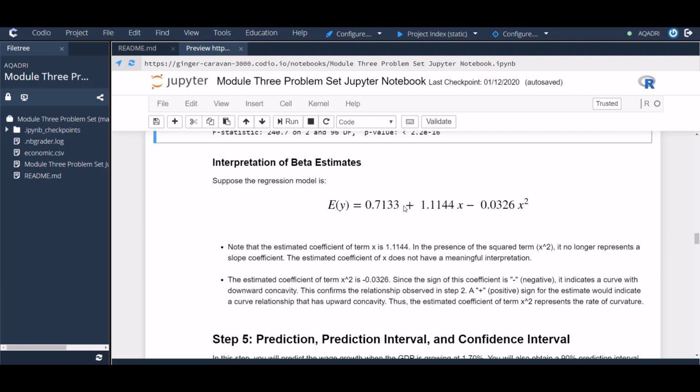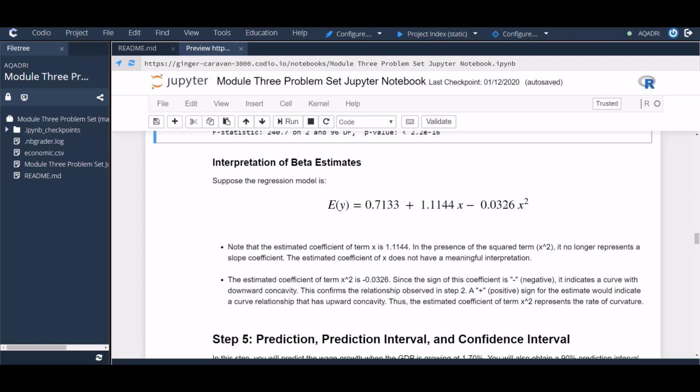But this week is different. This is going to be a little bit different, and you have to be very careful about how you do this interpretation. First of all, the simpler thing here is that this interpretation does not mean anything in a quadratic model. So here, as you can see, it says note that the estimated coefficient of term x is plus 1.1144.